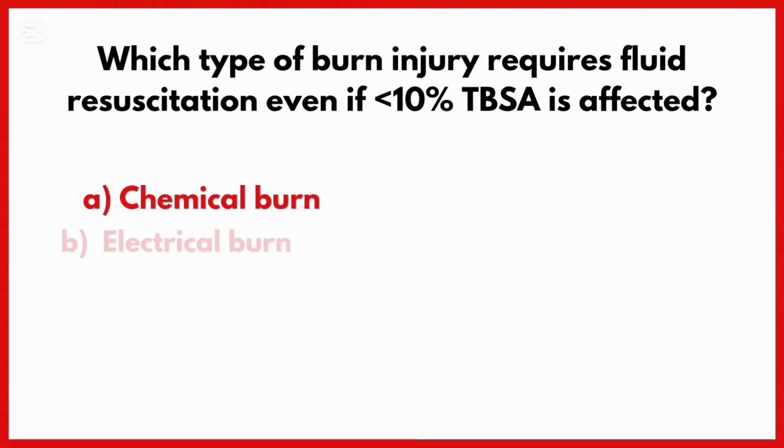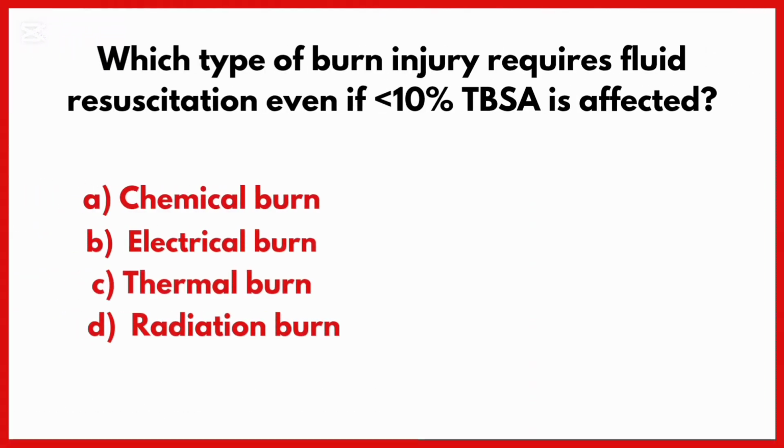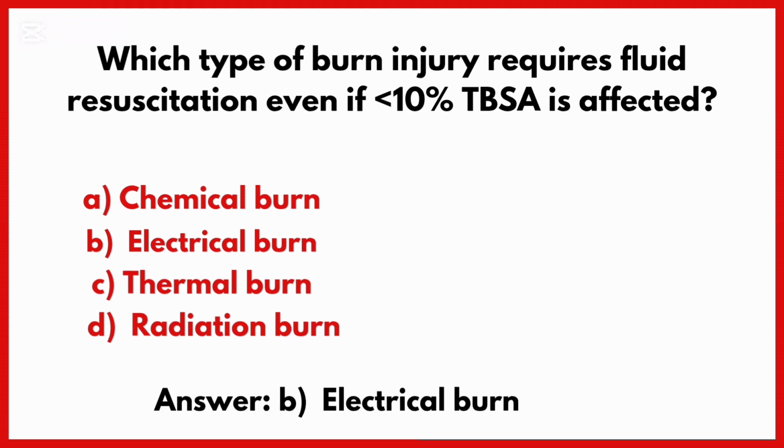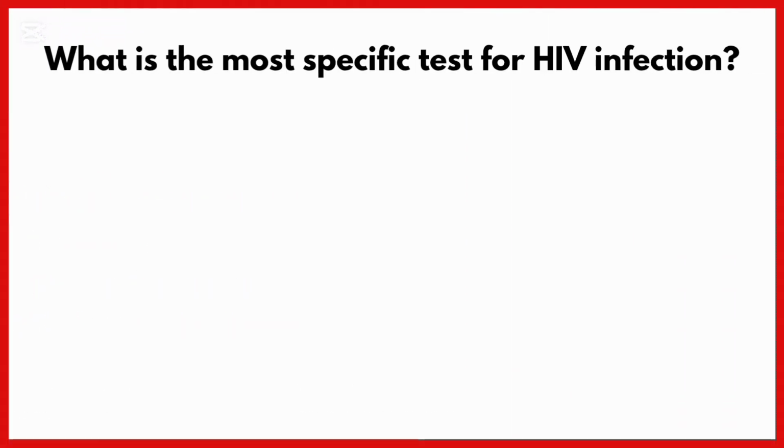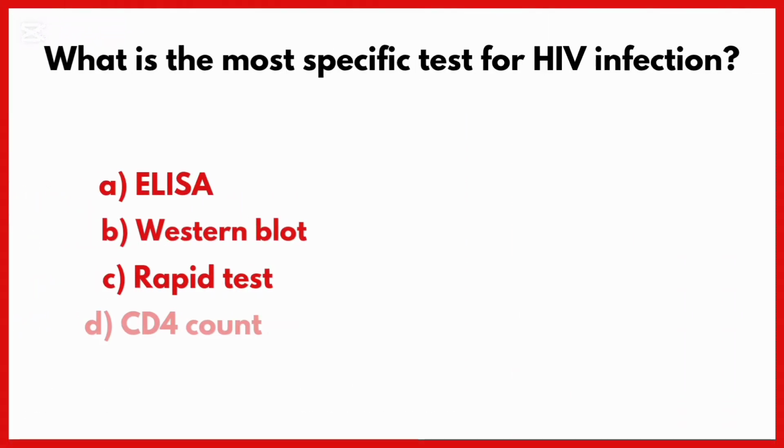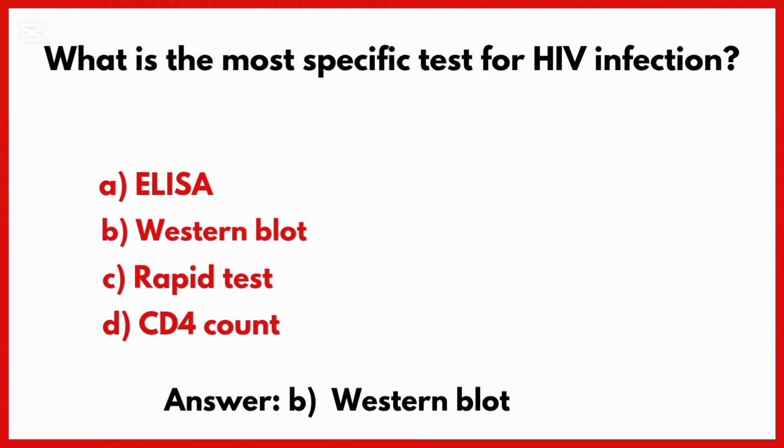Which type of burn injury requires fluid resuscitation if 10% TBSA is affected? Correct answer is option B, electrical burn. What is the most specific test for HIV infection? Correct answer is option B, Western blot.